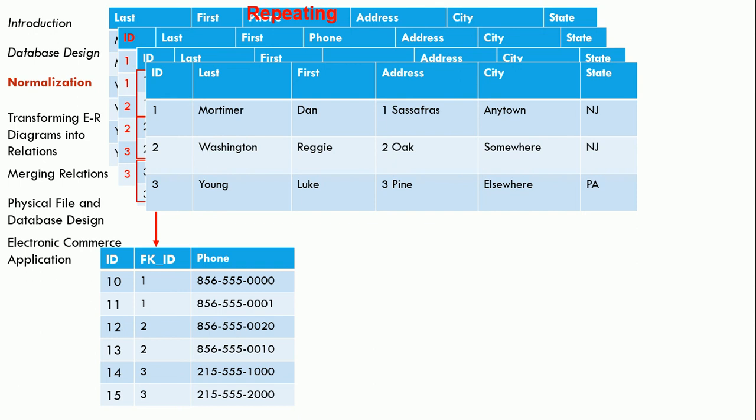So in my design, when I'm doing my database design, I would have a phone number table, and that phone number table would connect to my person table, and there would be a one-to-many relationship because my person can have many phone numbers.